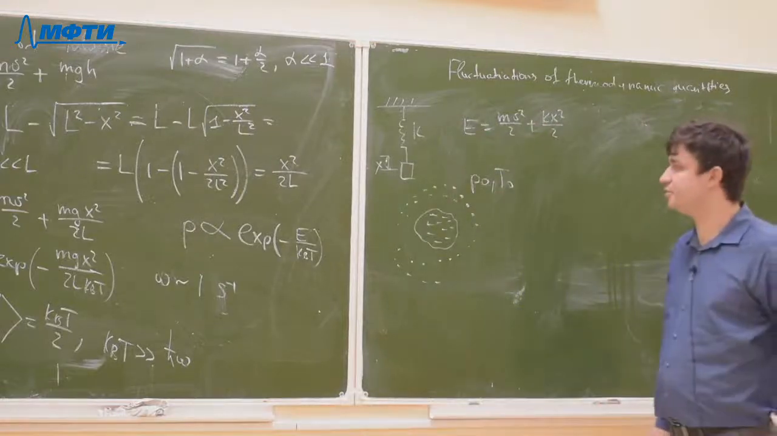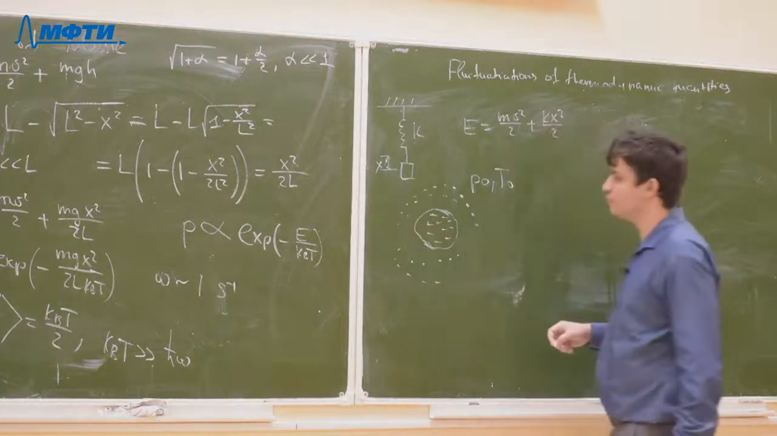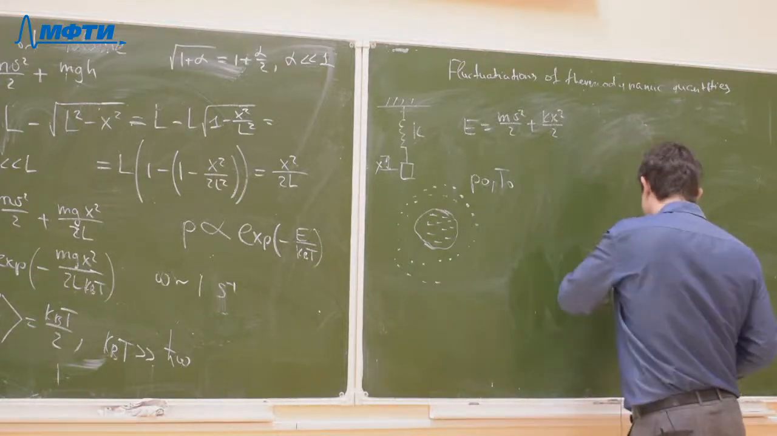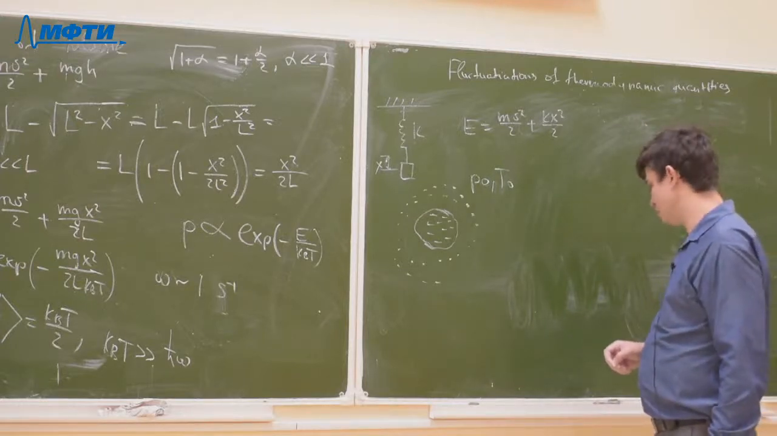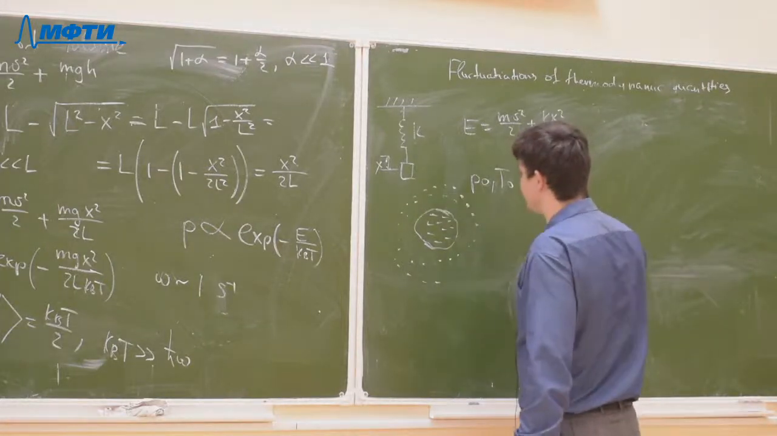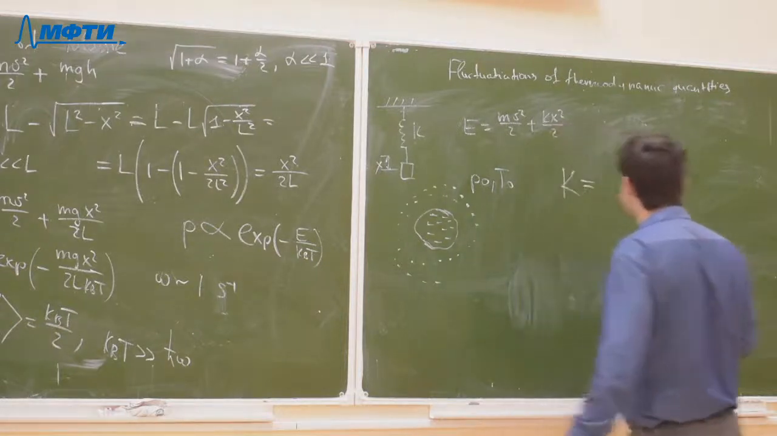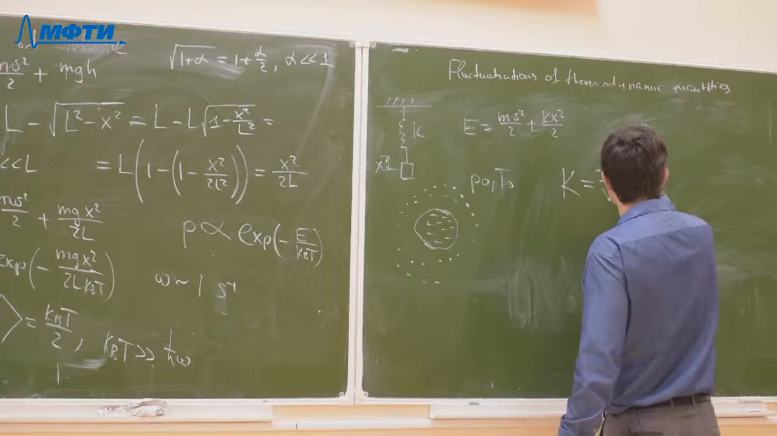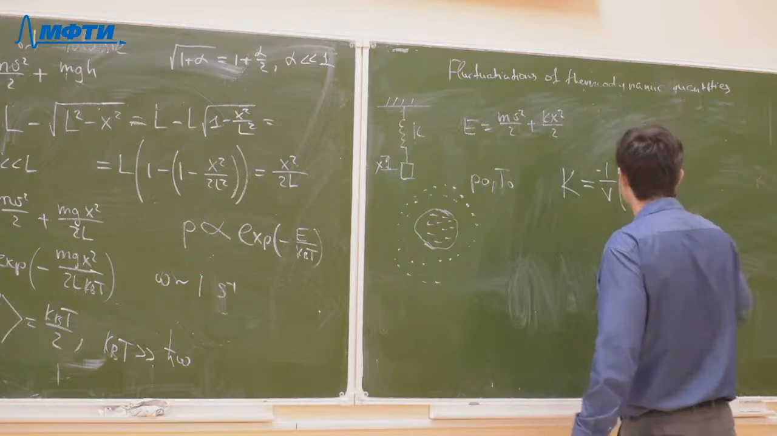How do we calculate the fluctuations of volume of this fluid? Okay, we know that there is some quantity which is called compressibility. Here we discuss isothermal fluctuations, so we consider isothermal compressibility, K, which is 1 over V times minus the derivative of volume over pressure at a constant temperature.